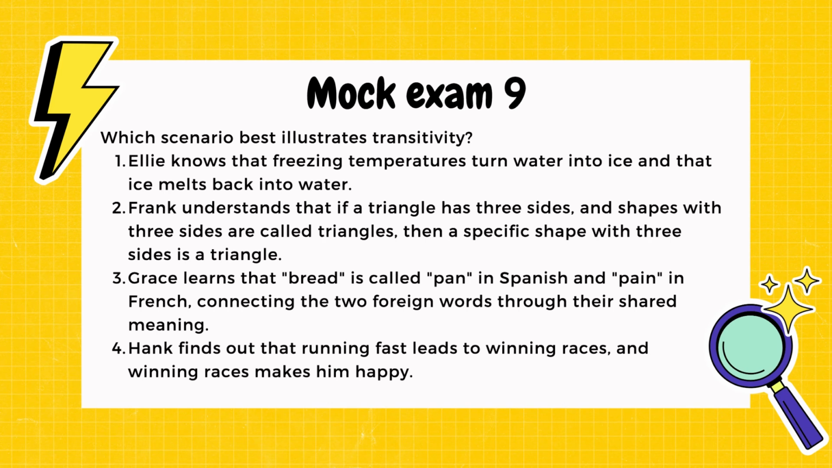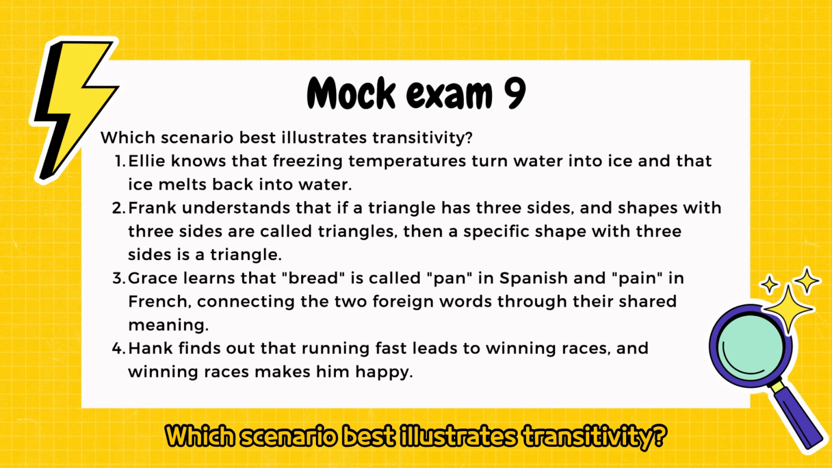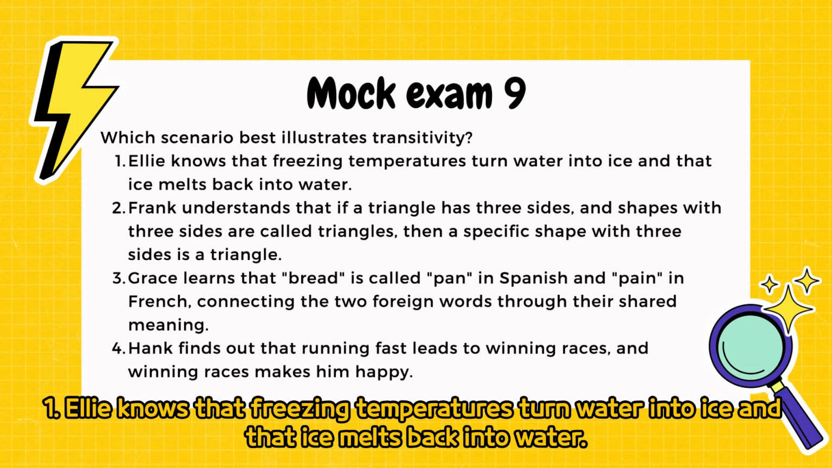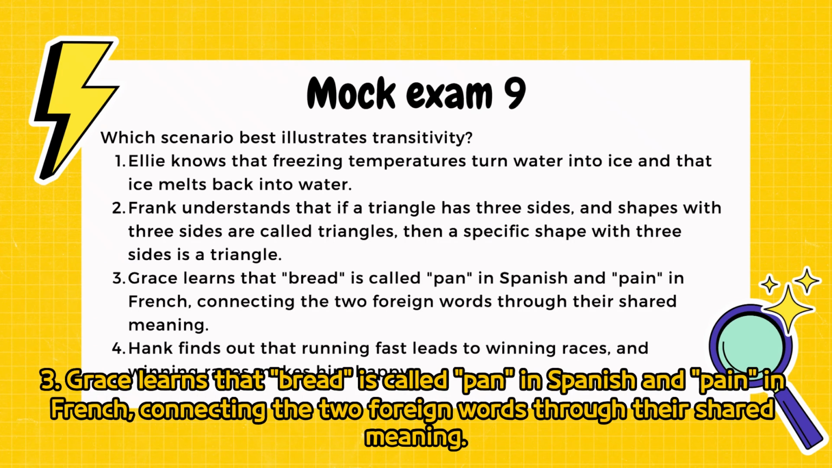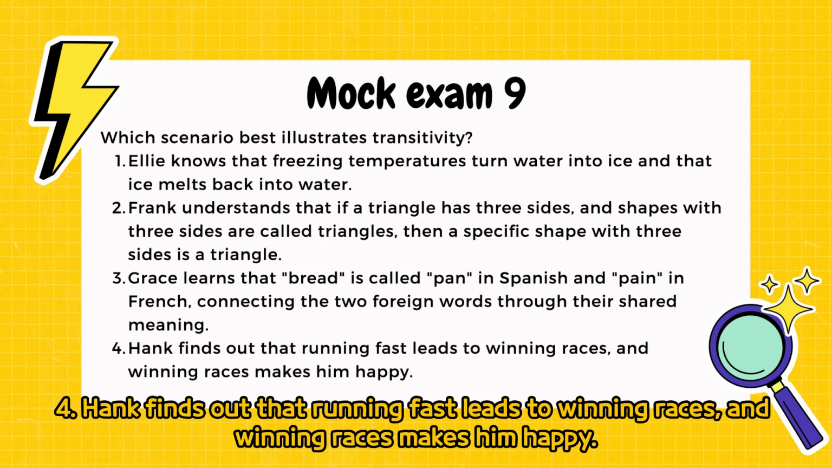Mock Exam 9. Which scenario best illustrates transitivity? 1. Ellie knows that freezing temperatures turn water into ice and that ice melts back into water. 2. Frank understands that if a triangle has 3 sides and shapes with 3 sides are called triangles, then a specific shape with 3 sides is a triangle. 3. Grace learns that bread is called pan in Spanish and pain in French, connecting the 2 foreign words through their shared meaning. 4. Hank finds out that running fast leads to winning races, and winning races makes him happy.